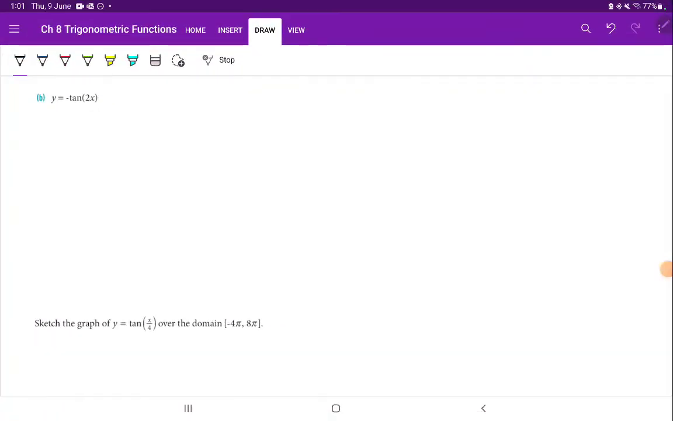Anyway, so we've got negative. So this negative just tells us it's been reflected in the x-axis. And the period is going to be equal to pi on the absolute value of 2, which is just pi on 2. And now I can sketch.